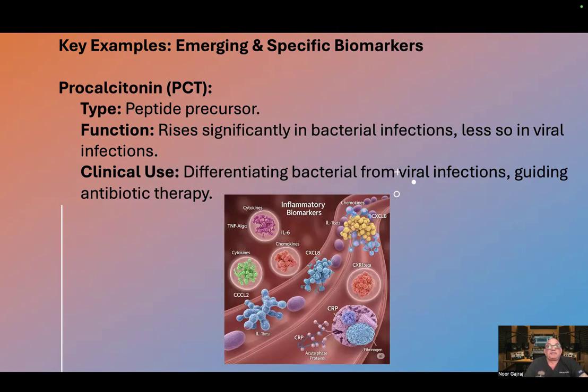Procalcitonin, PCT. It's a peptide precursor. It rises significantly in bacterial infections, less so in viral infections. Clinical use: for differentiating bacterial from viral infections, guiding antibiotic therapy.